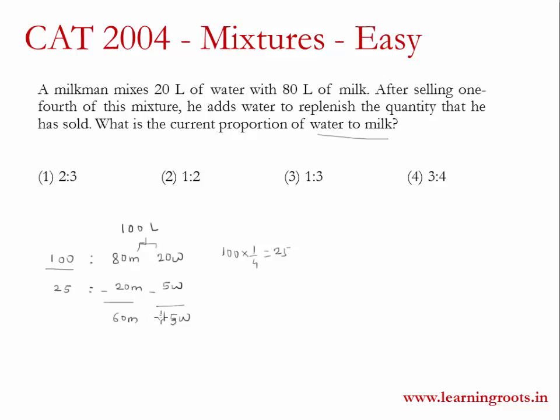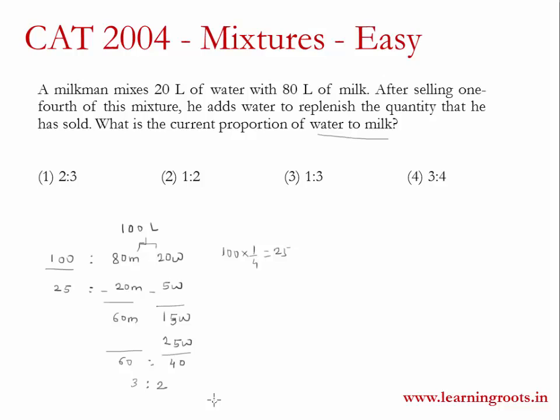Now he adds water to replenish the quantity. So he has sold 25 liters of mixture, but now he is adding 25 liters of water. So the ratio will be 60 to 15 plus 25, which is 40. So your answer will be 3:2 as milk to water, but we are supposed to find water to milk, which is the reverse of this, 2:3, and that will be your answer.